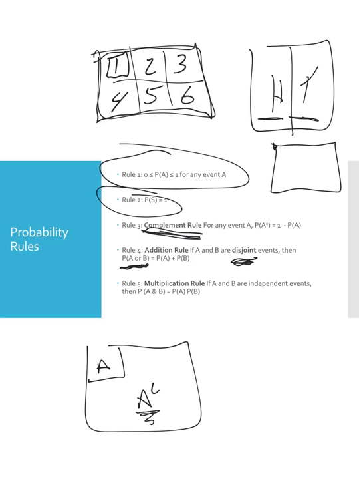Rule 5, multiplication rule. Independent events, we'll get into independent events a little more. Update, he slipped over on a ball, he said.